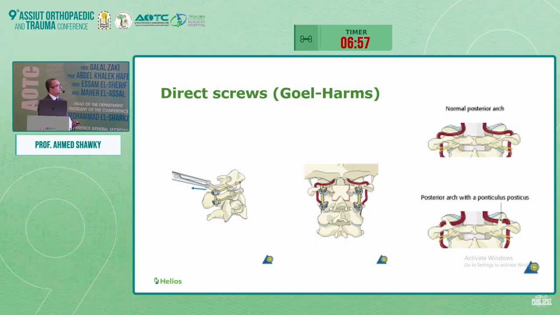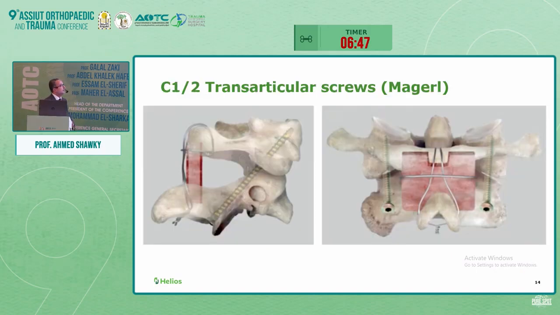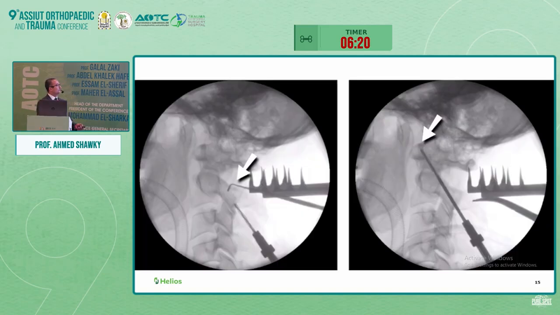And here is also the difference between a normal posterior arch on the right side above and the ponticulus posticus on the right side below. This is the Magerl transarticular screw. It's also commonly used. Biomechanically speaking, C1-2 direct screws have the best biomechanical stability, followed by C1-2 transarticular, followed by the other different techniques.